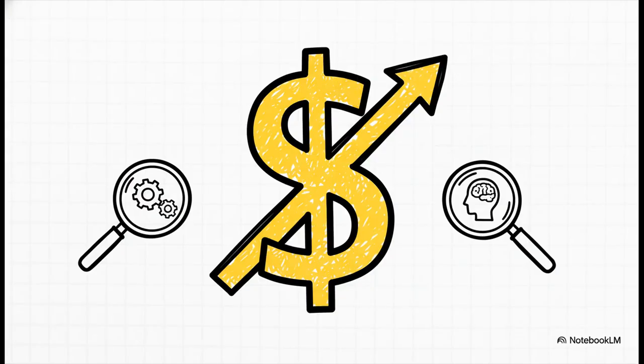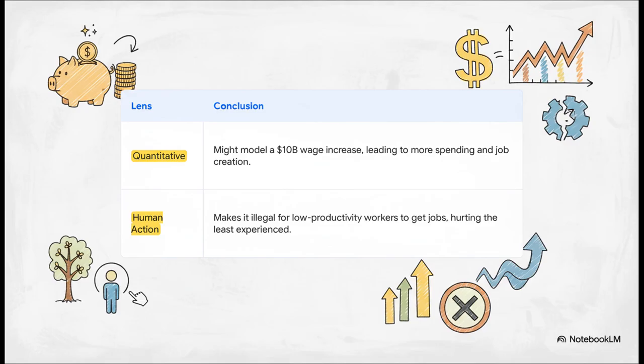Now, to make this a little less abstract, the book uses an example we've all heard about, the minimum wage. How would each of these two approaches analyze its effects? And wow, this just perfectly illustrates the difference. The quantitative lens might see a $10 billion bump in wages, plug that into a model and predict, hey, more spending, more jobs. But the human action lens looks at the actual choices people have to make. And it concludes that a minimum wage makes it illegal for an employer to hire someone whose productivity is below that wage. So the key takeaway here is that the policy doesn't just raise wages, it literally prices the least experienced and lowest skilled people right out of the job market.